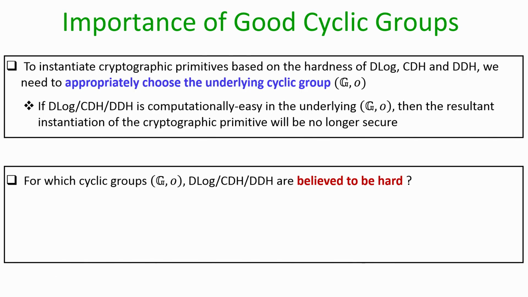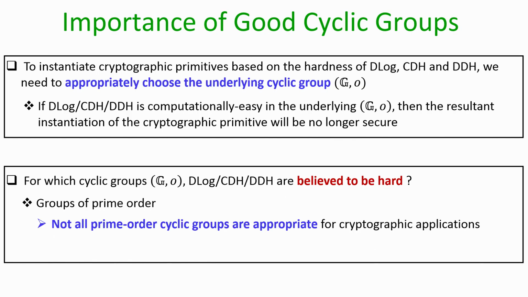So, now the interesting question is for which candidate cyclic groups the D log problem, the CDH problem or the DDH problem are indeed difficult to solve. Remember in the last lecture the concrete steps of the Diffie-Hellman key exchange protocol were given assuming that we are operating on a group where the D log, CDH and DDH problem are indeed difficult. But now our question is how exactly we find those groups.